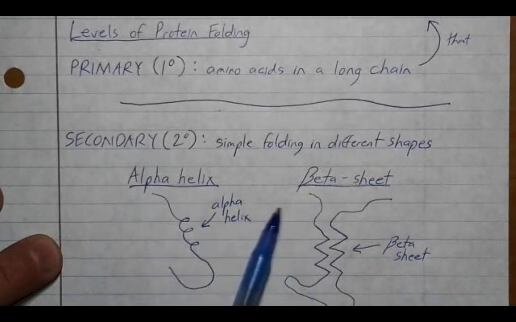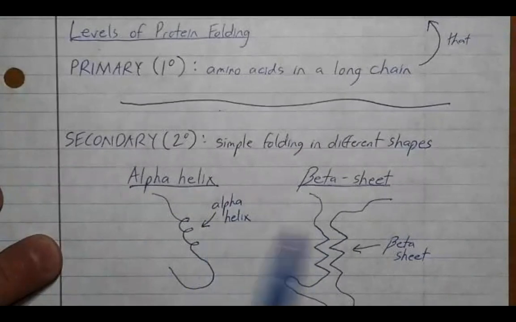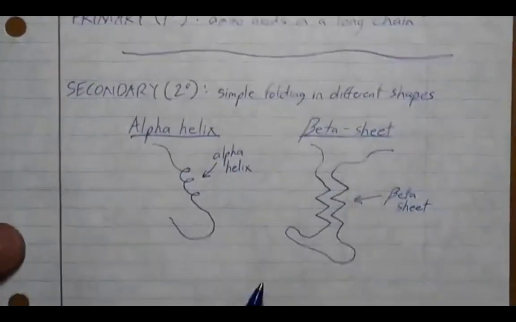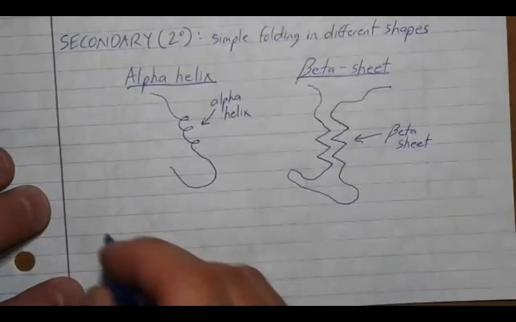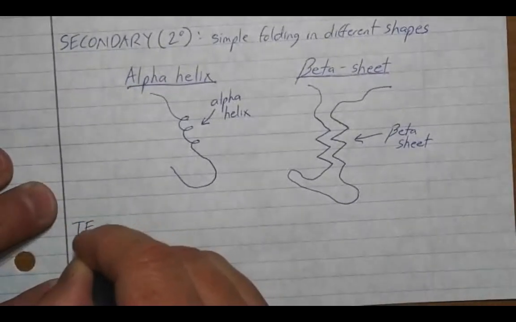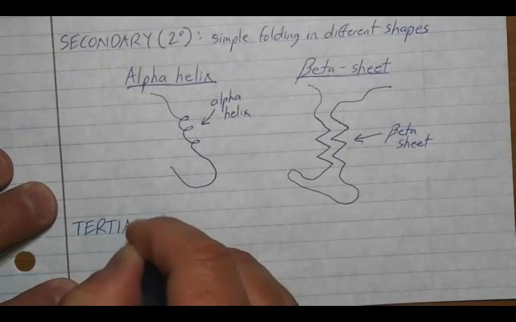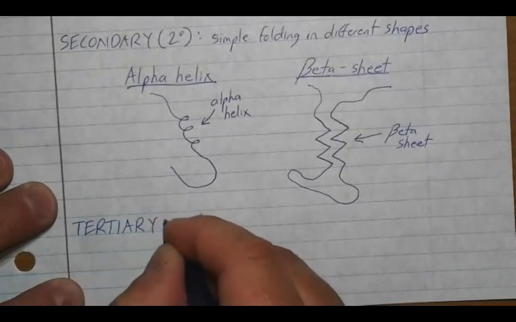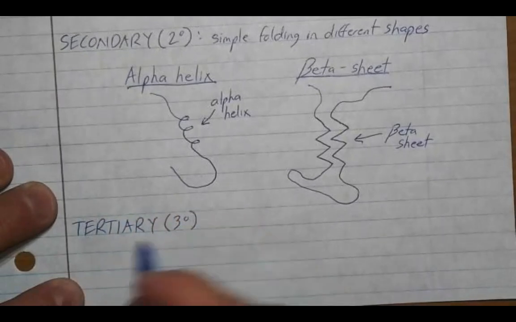During the secondary step, you get some alpha helix forming and some beta sheets. You could have both of them. Maybe it's an alpha helix here, then a beta sheet, then an alpha helix, then a beta sheet. So you can have both of these happening. It's just that when it forms that shape, we call it alpha helix. When it forms that kind of shape, we call it beta sheet. Okay, that's the secondary step. The third one is called tertiary, which is 3 with a little circle.